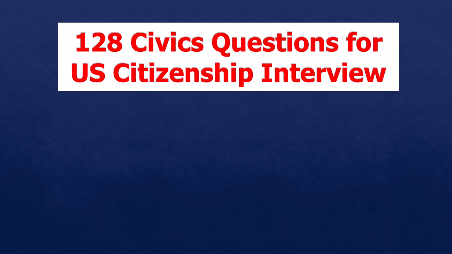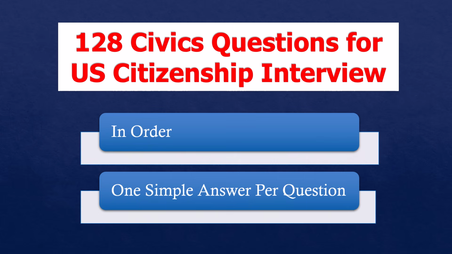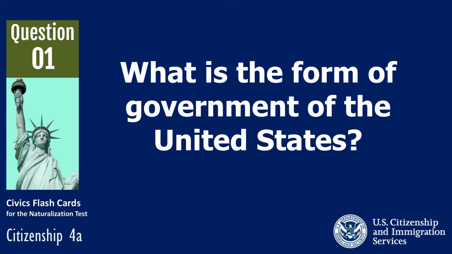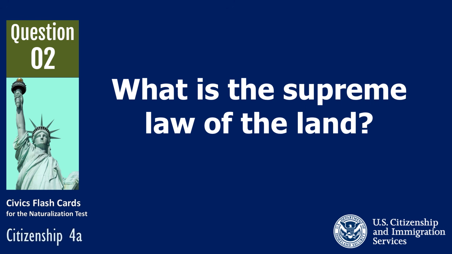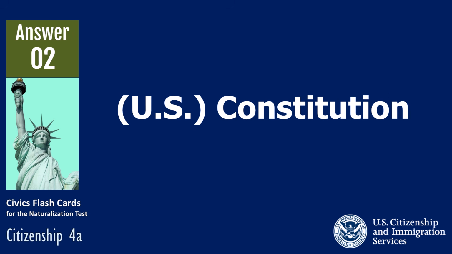128 Civics Questions for U.S. Citizenship Interview. In order. One simple answer per question. What is the form of government of the United States? What is the supreme law of the land? U.S. Constitution.